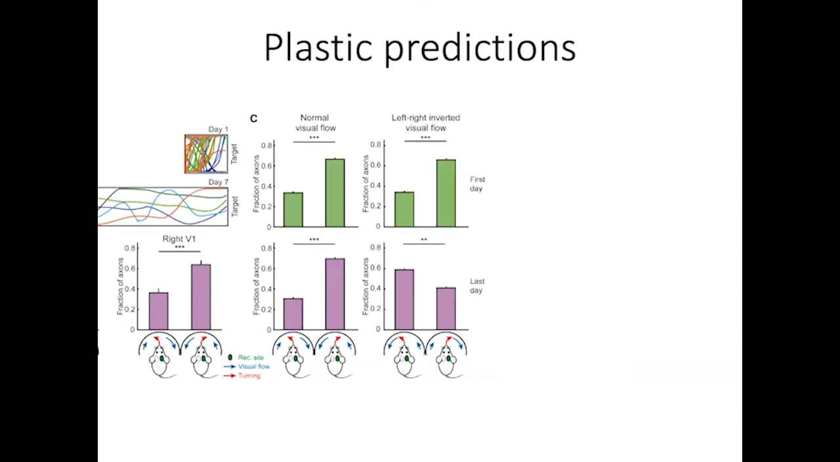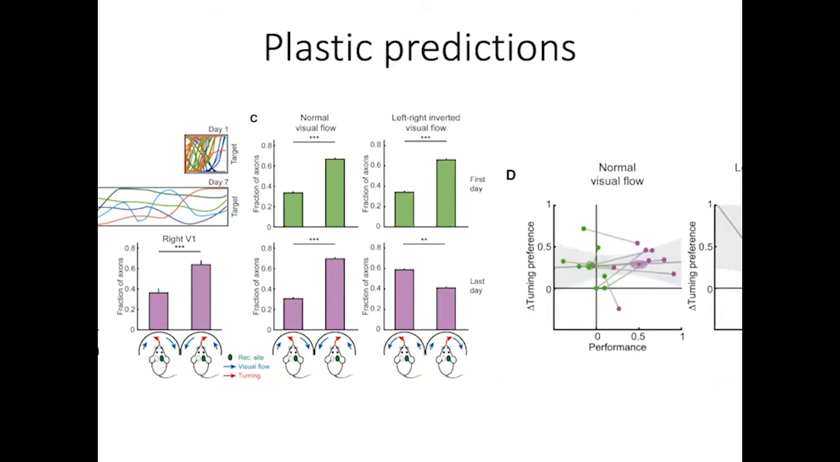So what they found is that in the first day, of course, the preference of these axons was the same, right? If you have left, right, inverted visual flow. But over time, it reversed. Basically, this is saying that the ACC axons didn't really care. So this is not about the motor input they're getting. This is about the visual flow input. And you would need this if they were predicting visual flow, it would need to be about the statistics of the environment, basically.